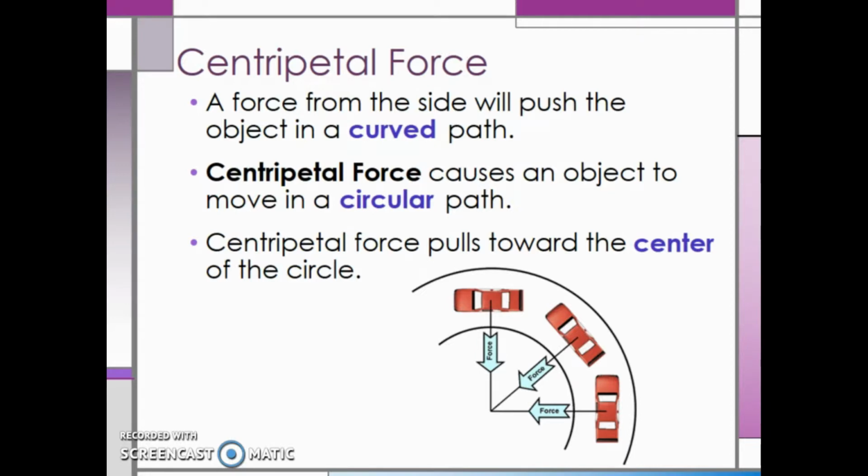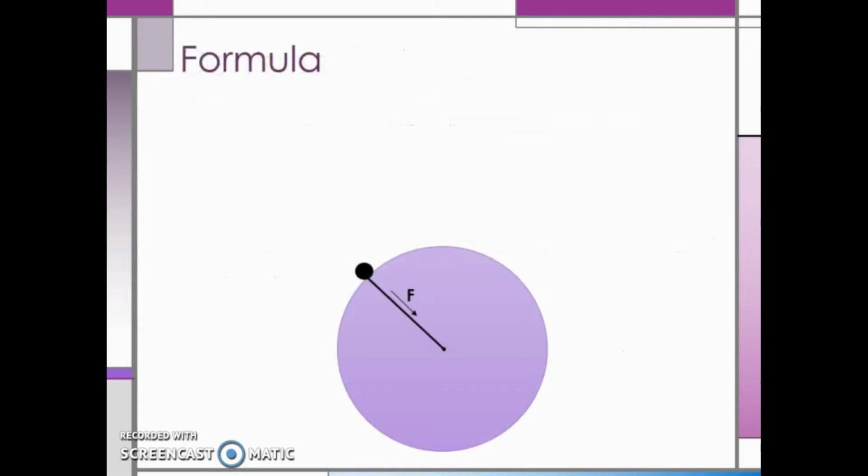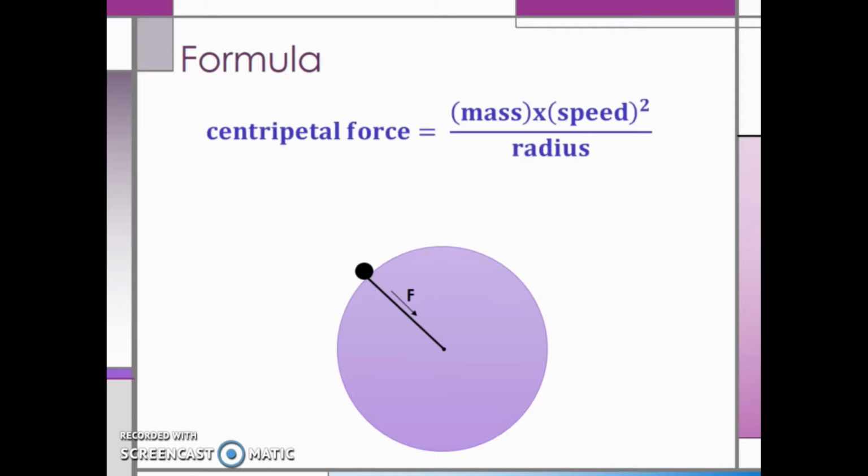As we can see in this picture, as the car goes around the racetrack, there is a force directed towards the center of the circle. This is the centripetal force. We can solve for centripetal force as long as we have the mass of the object, the speed of the object, and the radius of the object. Centripetal force is equal to mass multiplied by the speed squared. Make sure you only square speed.